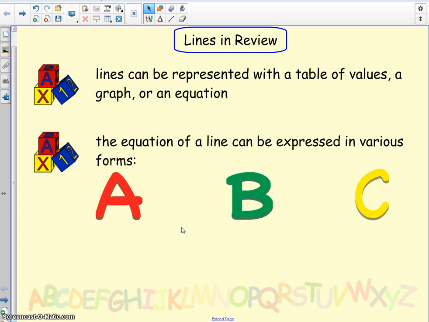Okay, and you also saw a few different forms of a line back in grade 9. So take a second and write down how many you think you can remember. I can think of at least 3 you probably saw last year, so write them out, and when you're ready to see the answers, push play again.